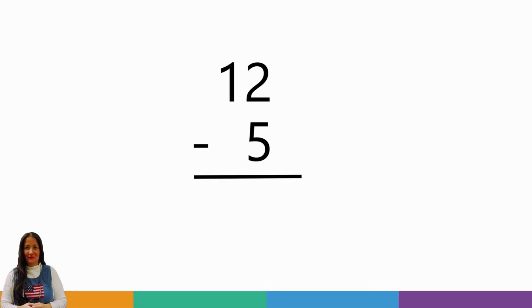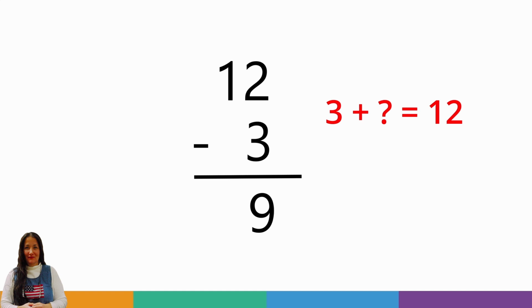12 minus 5 equals what? Or we could say 5 plus what equals 12? 7. 12 minus 5 equals 7, or 5 plus 7 equals 12. 12 minus 3 equals what? Or 3 plus what equals 12? The answer is 9. Once again, if you know your addition problems, you can do subtraction problems quickly in your head.